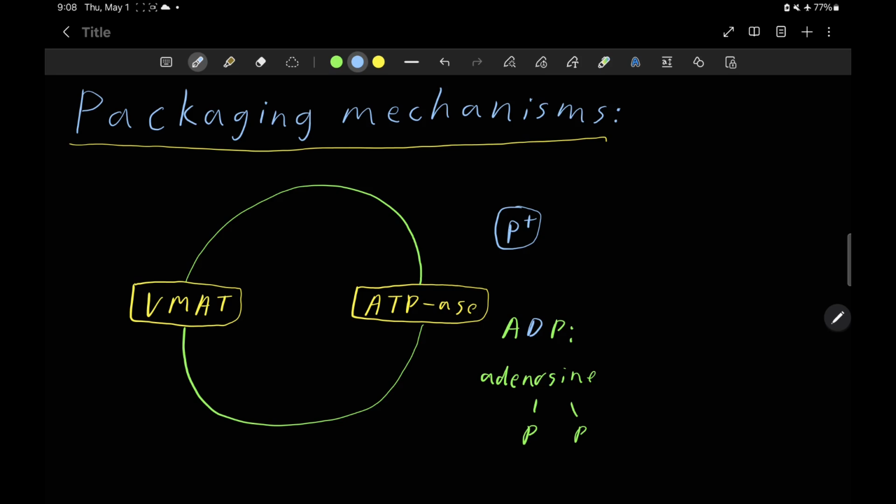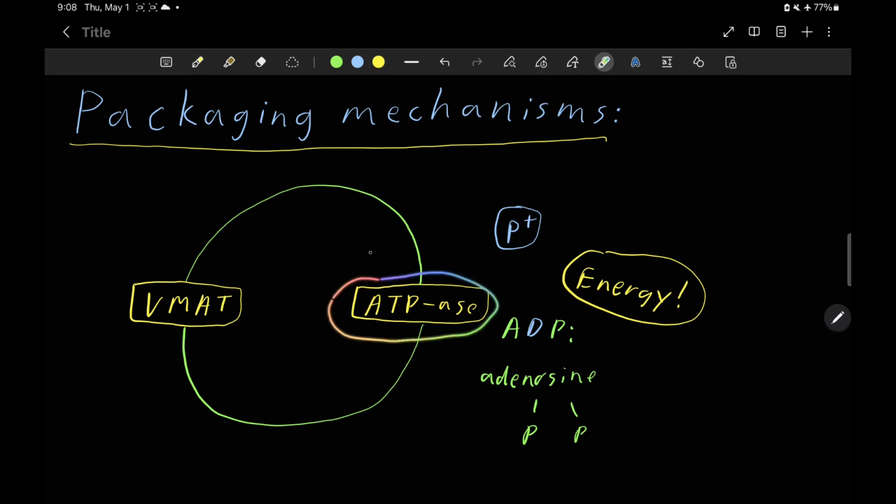But the main point of this is because this releases a lot of energy. So, go over that real quick. Your ATPase is an enzyme which dephosphorylates your ATP, turning it into ADP, and the purpose of this is to release this energy.